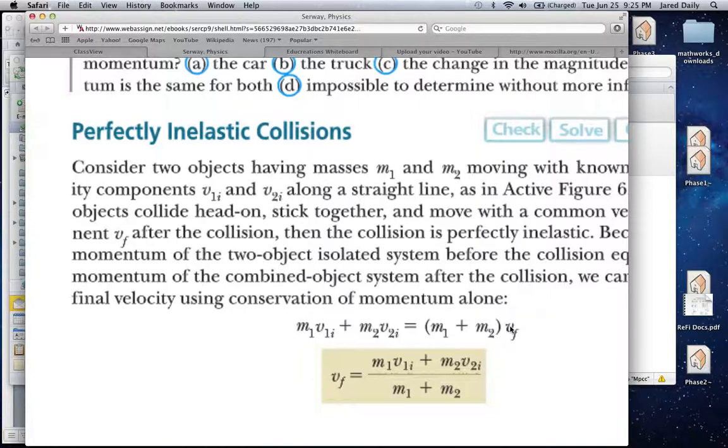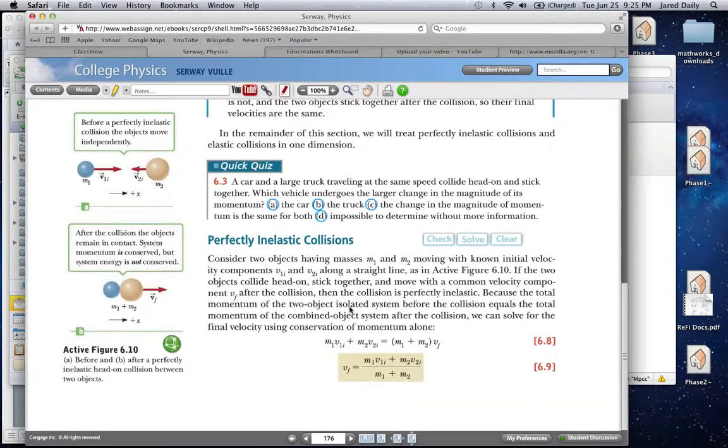Because they're stuck together, you solve for the final velocity and you get an equation that's just the initial momentums divided by the total mass at the end. It's a fairly simple equation for that final velocity of the stuck together objects.